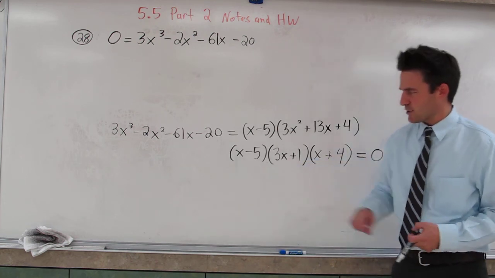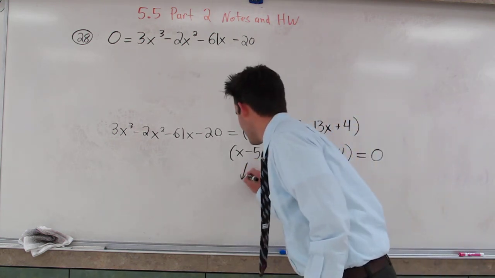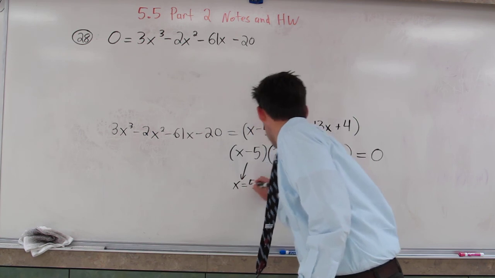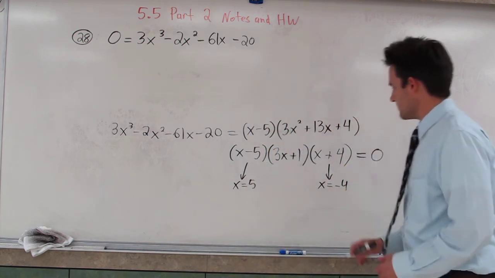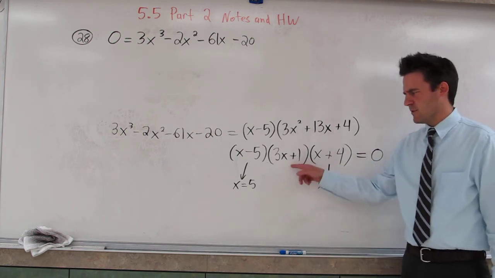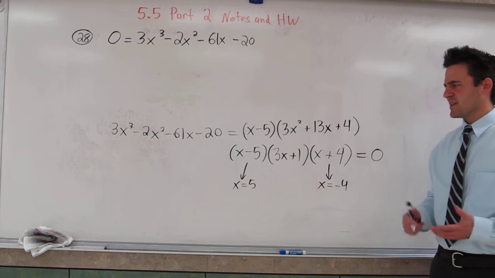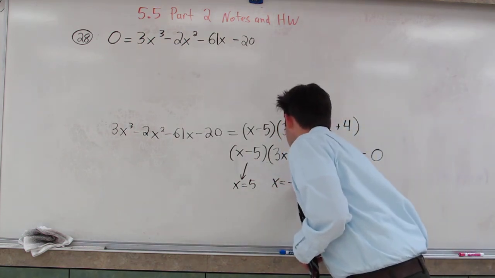If this factor were to equal 0, x minus 5 equals 0, well, x must be 5. This is the only hard one. 3x plus 1 equals 0. Move the 1 to the other side. Looks like x equals negative 1/3.